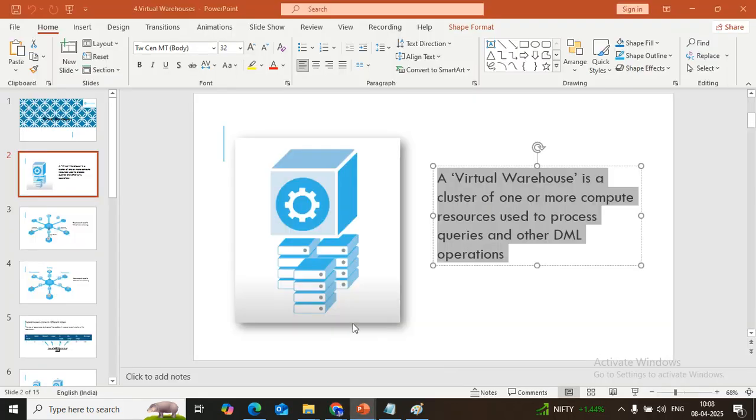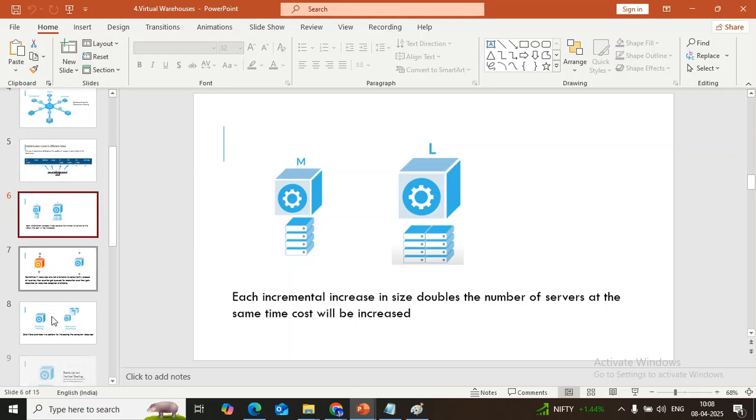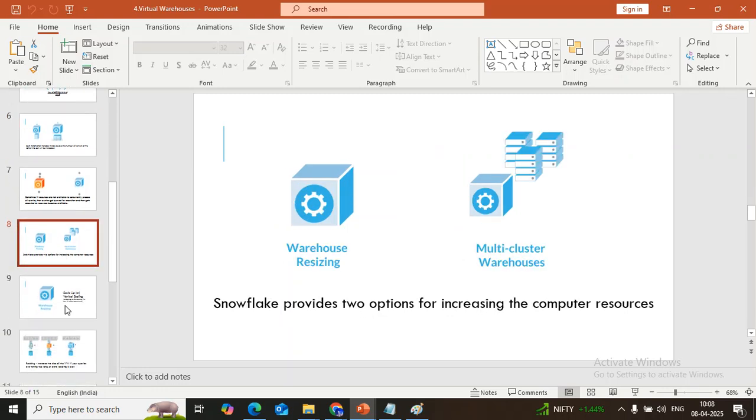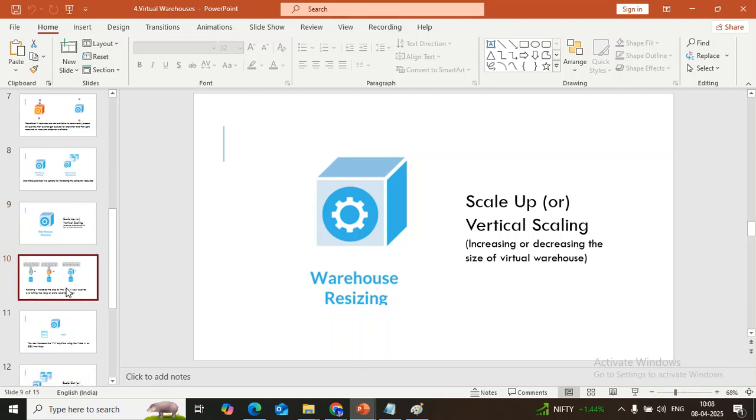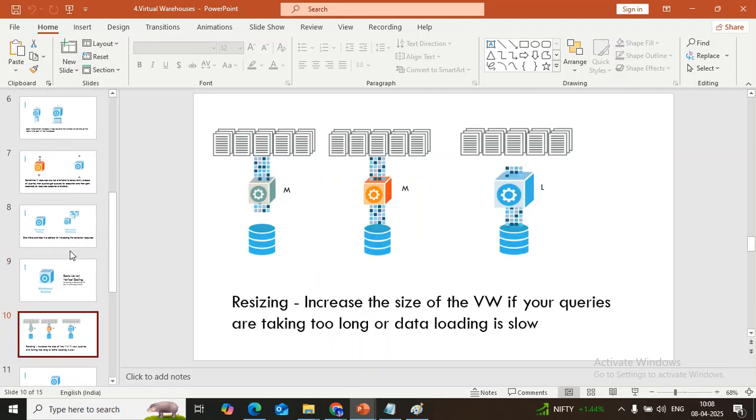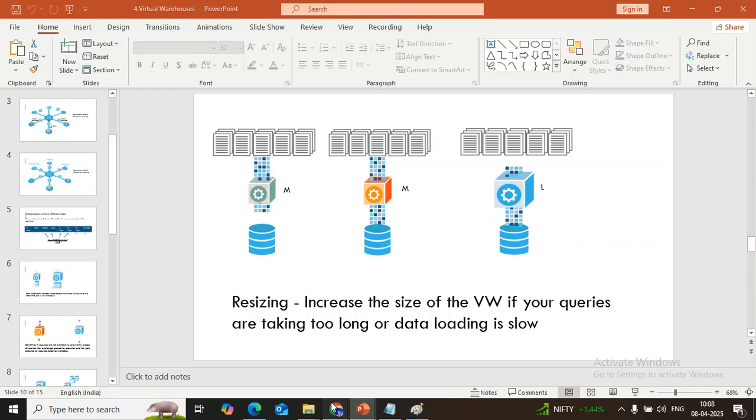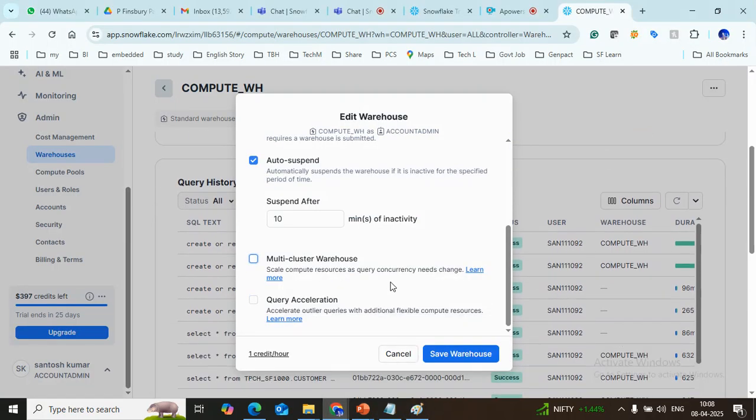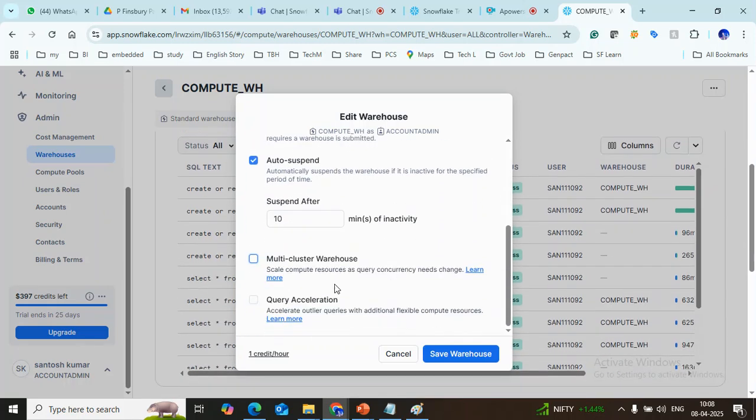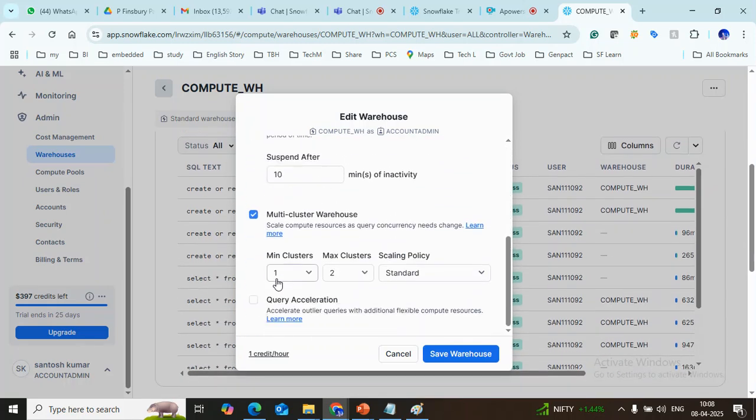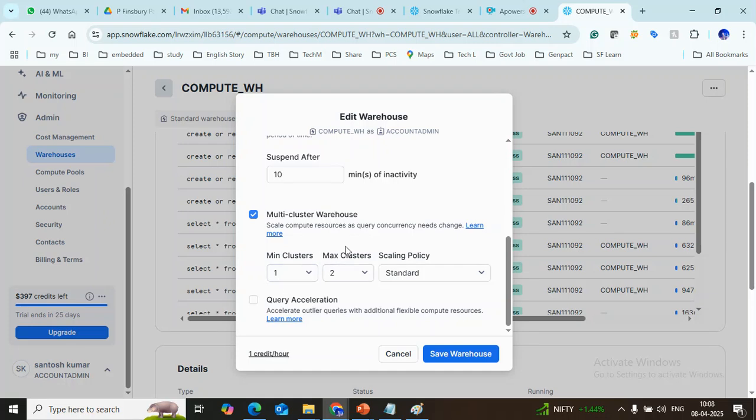Got it? And yesterday I mentioned this, we will come back to it later. A cluster is a combination of CPU and memory, and what is multi-clustering? Multi-cluster warehouse. Anybody can see this interface and define it.